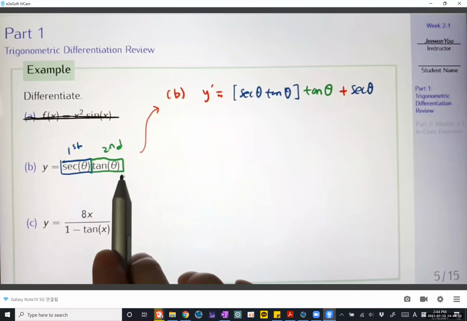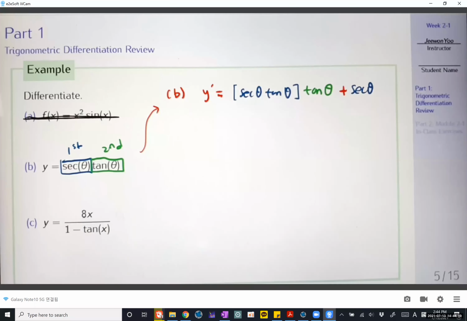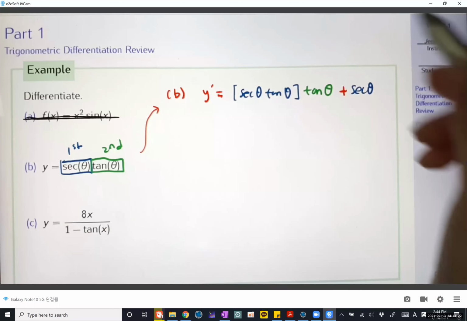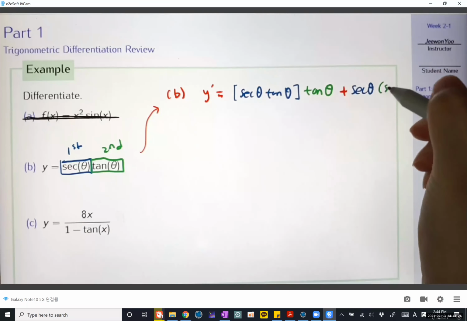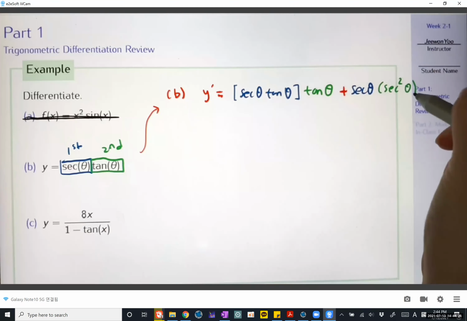Okay, Ishika gave us the full solutions, which is correct. And Local and Henry, good job. Derivative of the tangent is secant square. So in green, I'm going to make it a secant square theta like this.